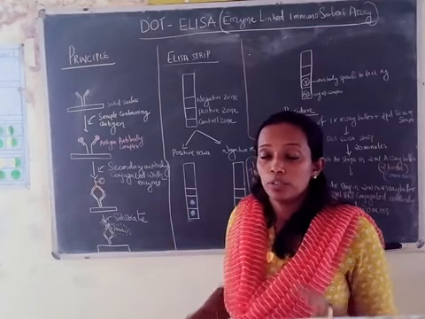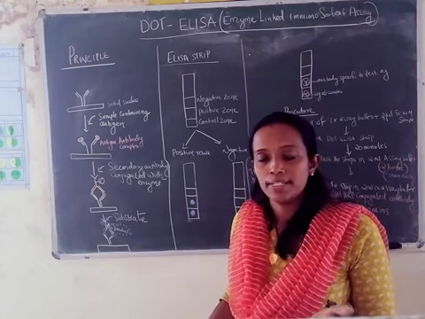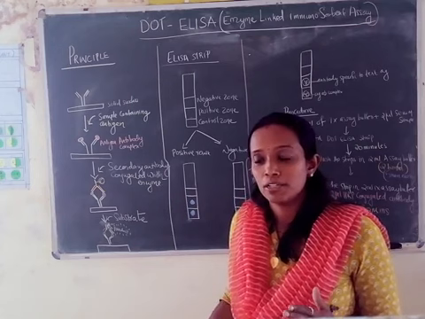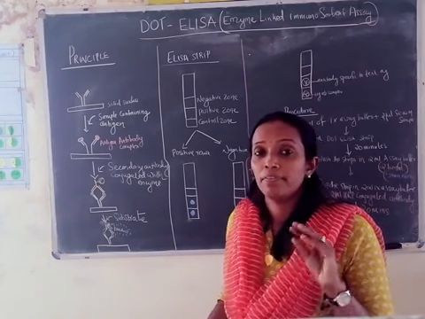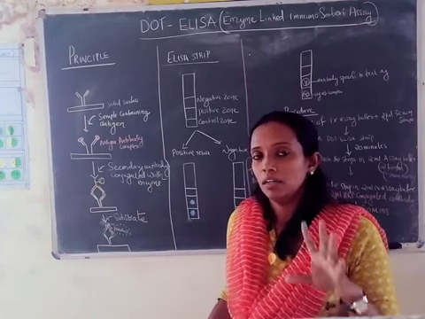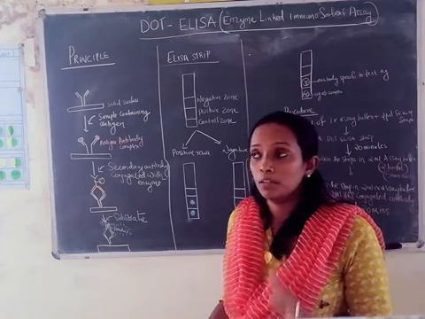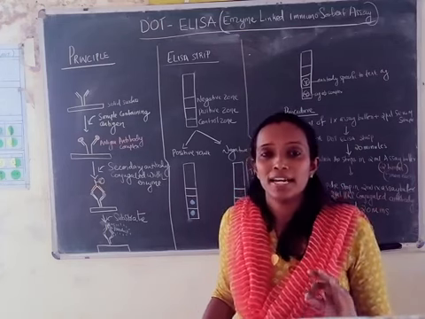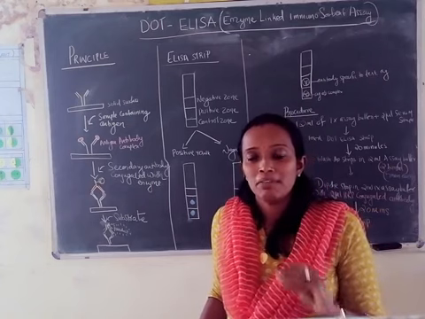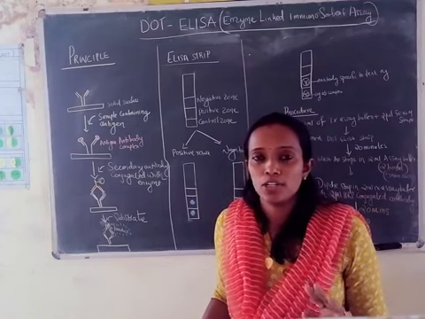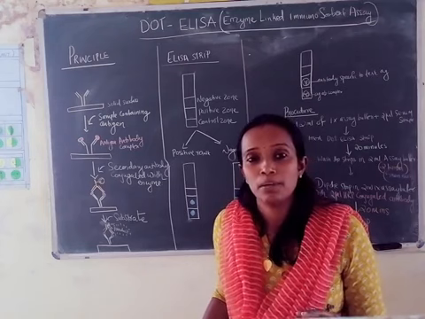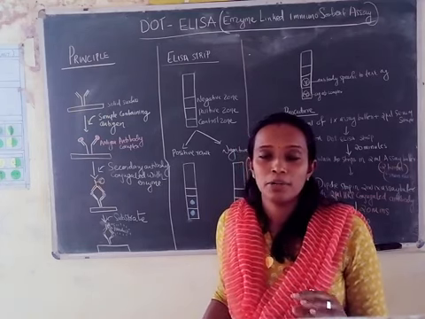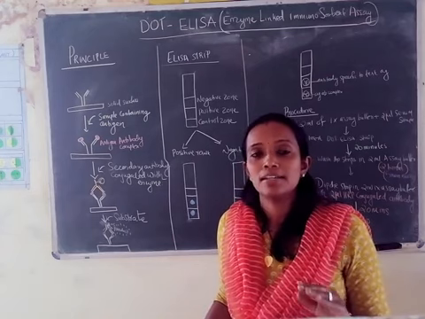So there are two types of ELISA. One is qualitative, another one is quantitative. What we are going to see today is a qualitative method. We are going to identify whether the sample has antigen or not. All the immunological techniques are very sensitive methods, and it is very easy to find out the presence of antigen or antibody in the sample by using them. All these techniques come under serological techniques because for doing this experiment we need serum.